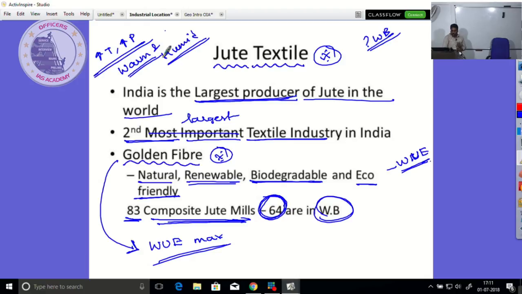But understandably, when I talk about high temperature and high precipitation, warm and humid along with plains, right, sir, only a few locations are there. Among those locations, West Bengal is also one such location that we have.